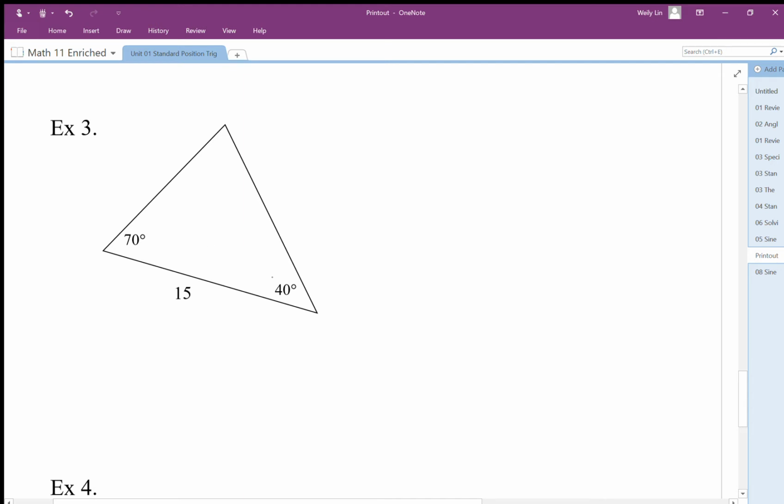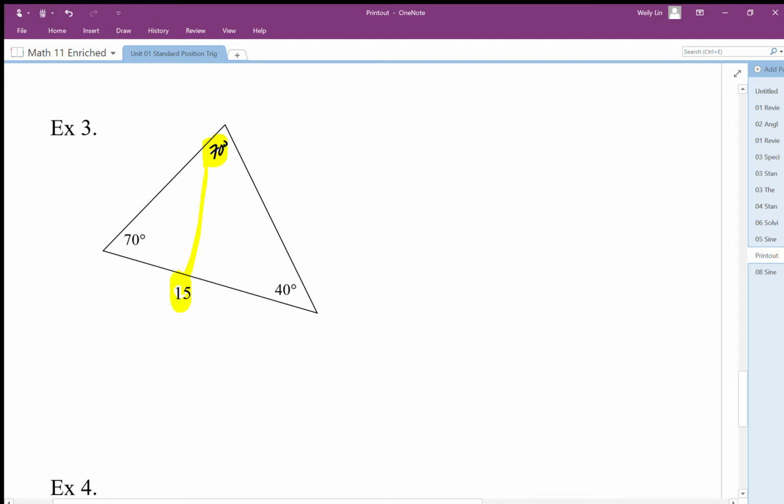So in this case here, because the triangle adds up to 360 degrees, I know that this angle here must be 70 degrees. Okay, because this has to add up to 360. So now I have my angle and opposite side pairing. This is what I need to apply sine law. So that's what I'm going to do.